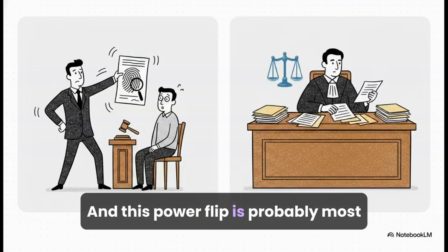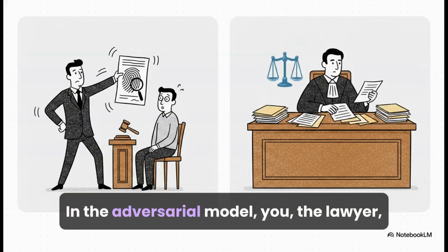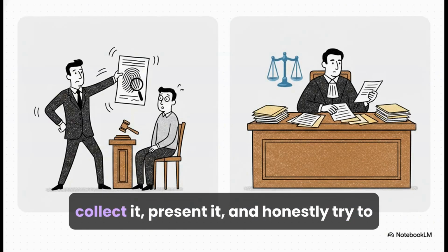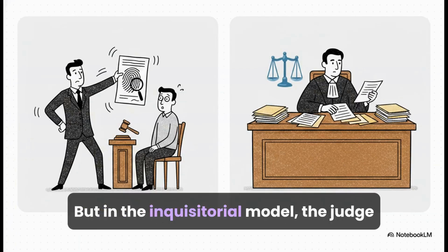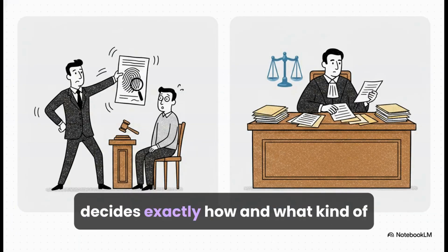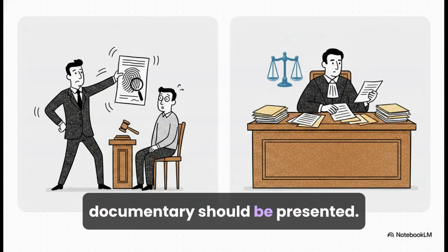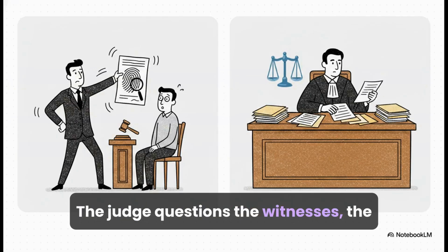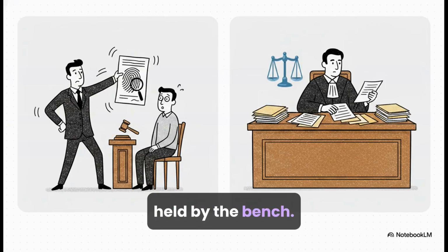And this power flip is probably most obvious in how evidence is actually handled. In the adversarial model, you, the lawyer, collect it, present it, and honestly try to tear apart the other side's evidence through cross-examination. But in the inquisitorial model, the judge decides exactly how and what kind of evidence, whether that's oral or documentary, should be presented. The judge questions the witnesses. The control over the facts is tightly held by the bench.